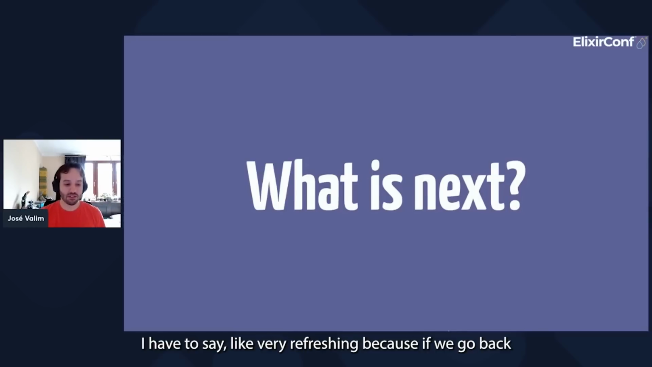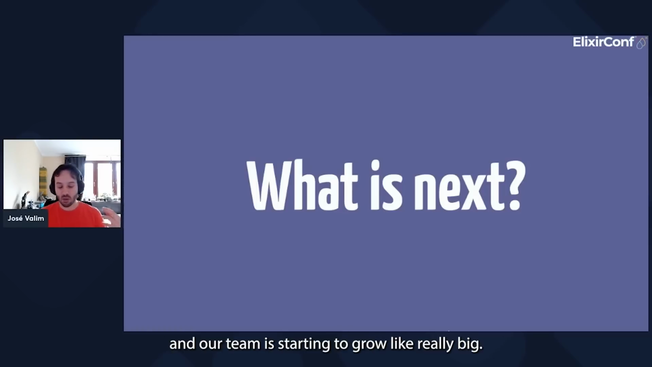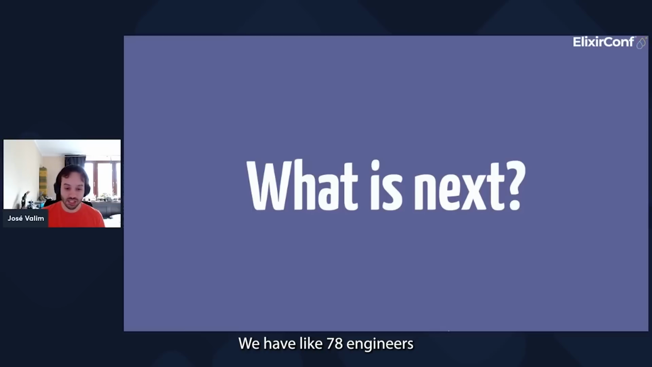And this has been, I have to say, very refreshing because if we go back five years ago, instead of three years ago, the Elixir team was really busy working on things like the code formatter or mix release because the community would be like, hey, we are adopting Elixir and our team is starting to grow really big. We have like 70, 80 engineers, and we really need a style guide or we really need a code formatter. So we collected this feedback from the community and we acted on it, right?